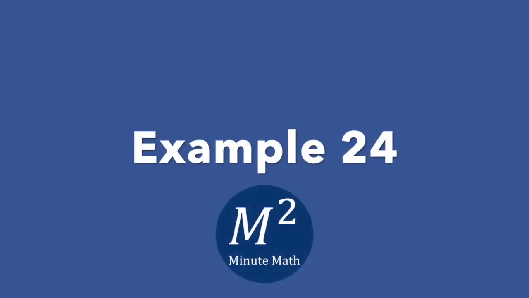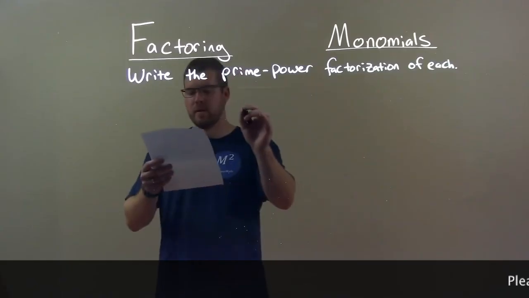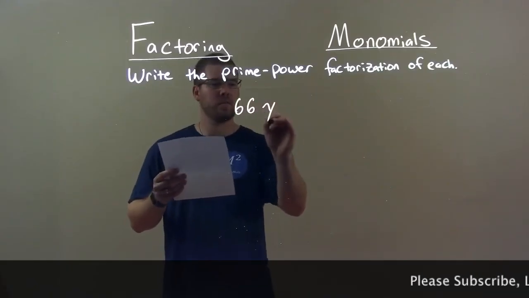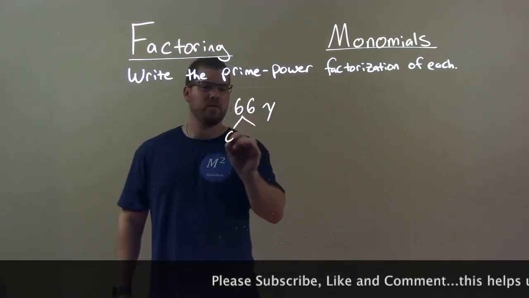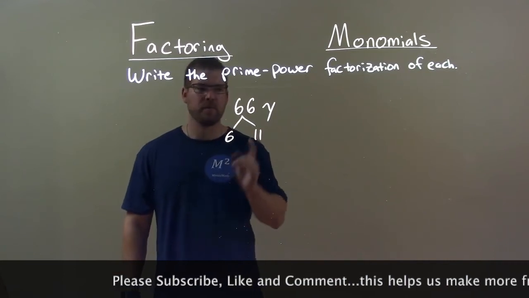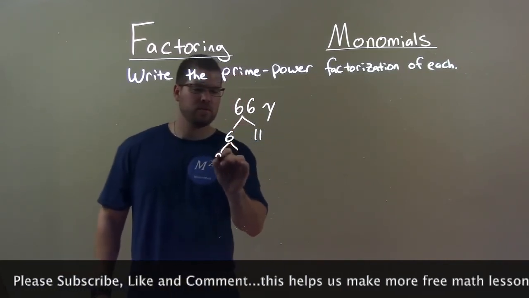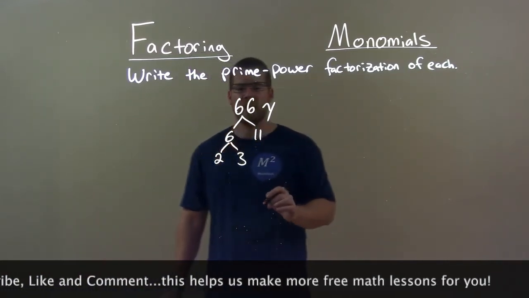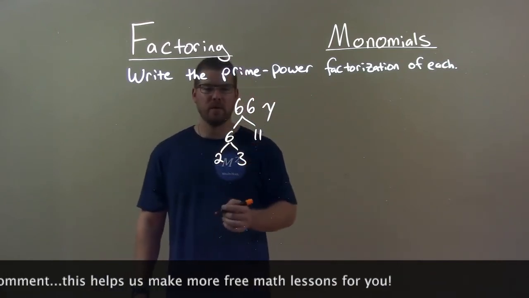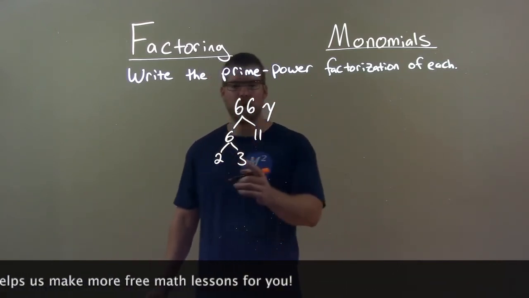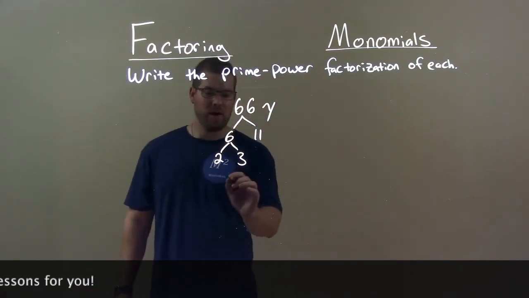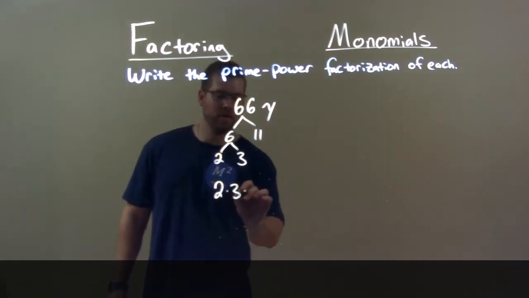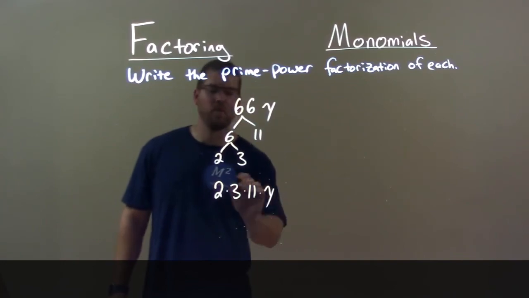66y. Okay? Well, 66, that breaks down to be 6 times 11. Okay? And 6 is, well, 2 times 3. So now we have 2 times 3 times 11 gives us 66, all prime numbers. Y? Can't really break that down anymore. So our final answer is just 2 times 3 times 11 times y.